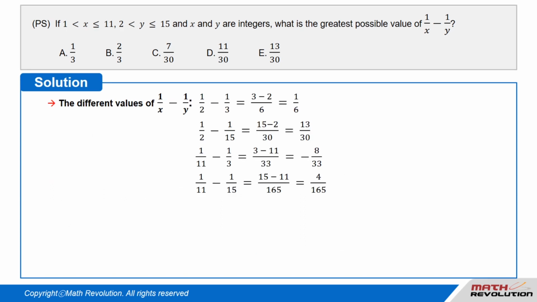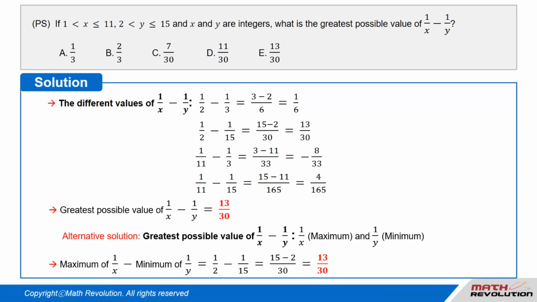The different values of 1 over x minus 1 over y are: 1 over 2 minus 1 over 3, which equals 3 minus 2 whole over 6, which equals 1 over 6. 1 over 2 minus 1 over 15 equals 15 minus 2 whole over 30, which equals 13 over 30. 1 over 11 minus 1 over 3 equals 3 minus 11 whole over 33, which equals negative 8 over 33. 1 over 11 minus 1 over 15 equals 15 minus 11 whole over 165, which equals 4 over 165. So the greatest possible value of 1 over x minus 1 over y equals 13 over 30.